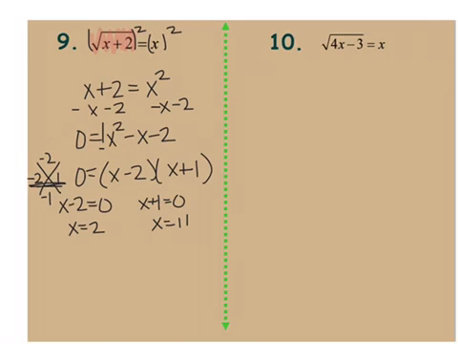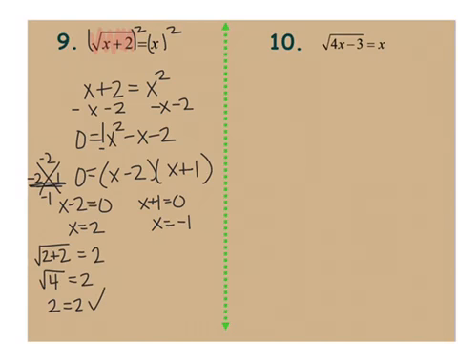So we're going to go ahead here and plug these back in and see if they both work out for us or if we have an extraneous solution. So I'm going to plug 2 in for x in the original equation, to see if that equals 2. So I get the square root of 4 equals 2. The square root of 4 is 2, so 2 equals 2. That checks out. That's good.